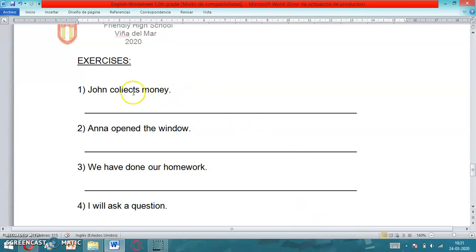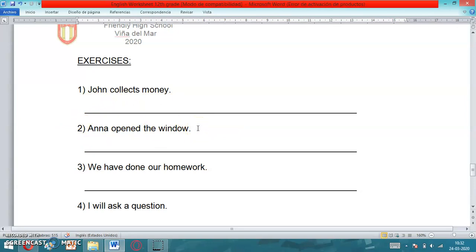First, you have to identify the verb tense in the sentence. John collects money. This sentence is in present simple. Okay, present simple. John collects money. So money is collected by John. Okay. Anna opened the window. This sentence is in past simple.